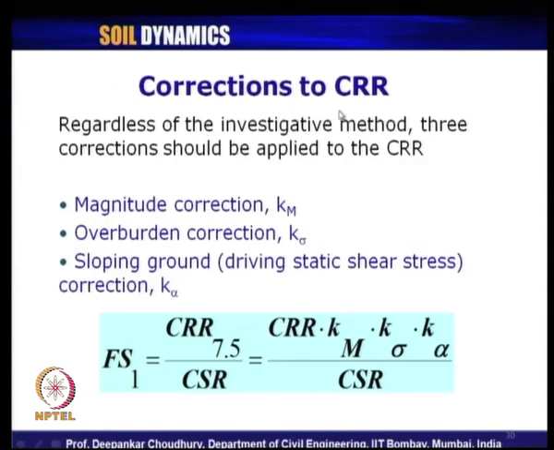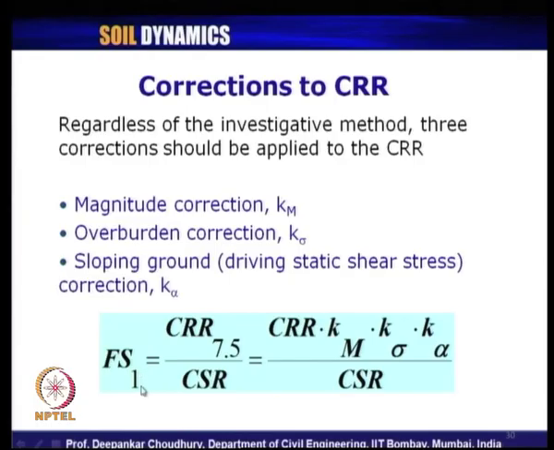So, corrections to CRR, what we have discussed just now, regardless of the investigative method, three corrections must be applied to CRR. These are the magnitude correction, denoted by K suffix m, m means magnitude. Overburden correction, K suffix sigma, sigma denotes the overburden stress. And sloping ground, this is due to the driving static shear stress correction, which is given by K alpha. Alpha is the angle of sloping ground with respect to horizontal.